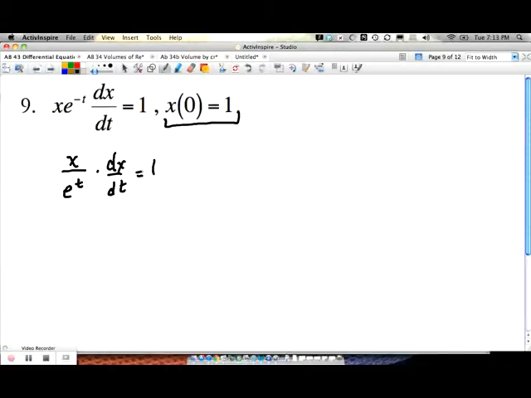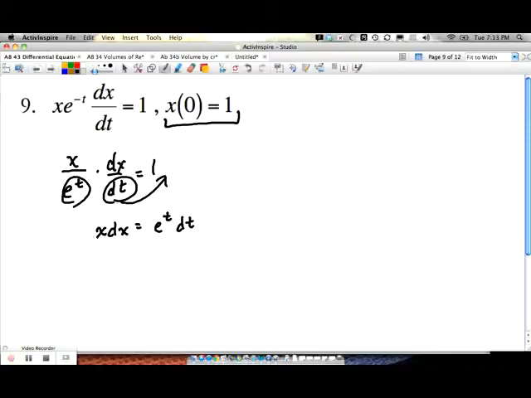What I really want is dx's with x's and e to the t and dt over on the other side. So I'm going to take these two pieces here and move them over. Just multiply them by the 1. Then I have x dx equals e to the t dt.